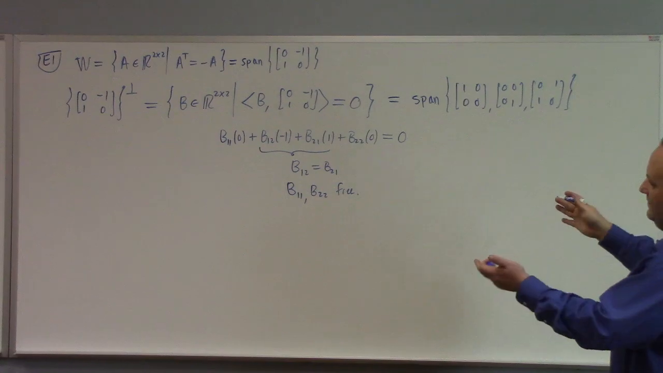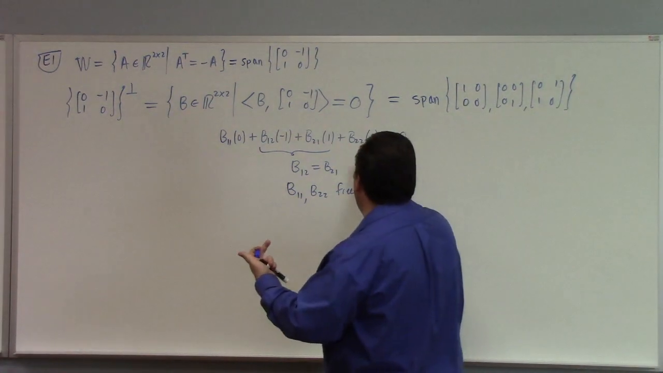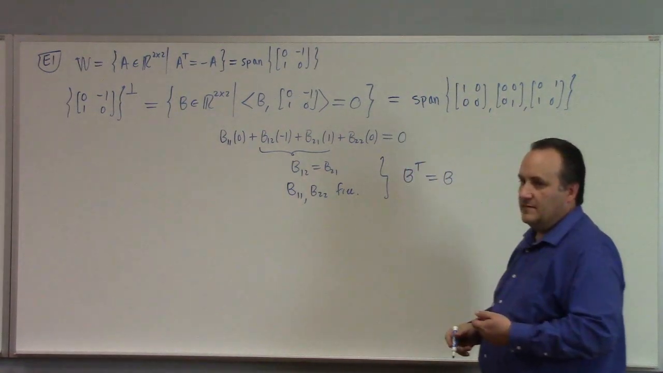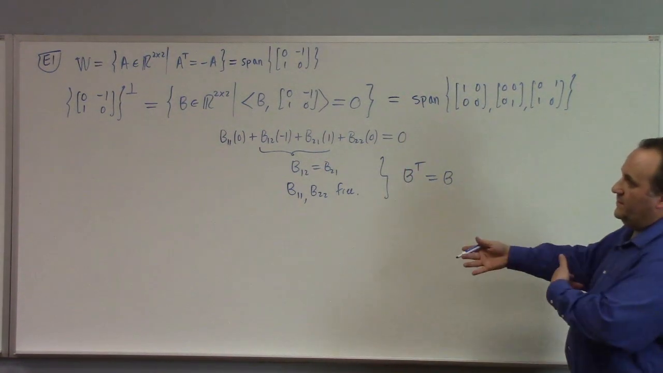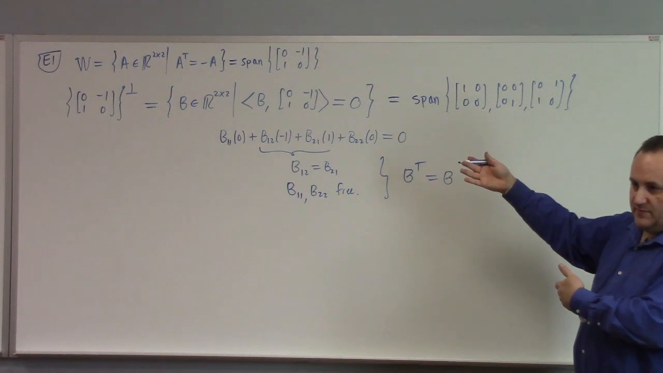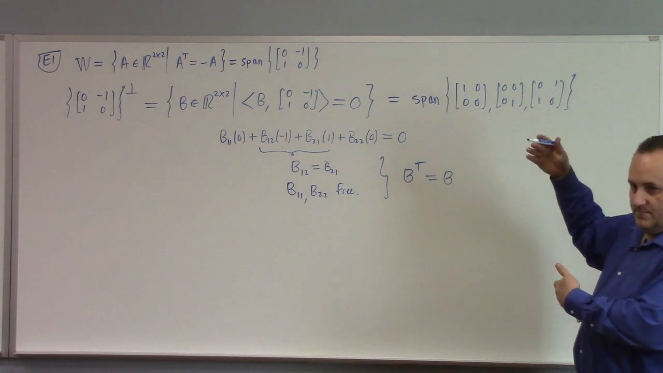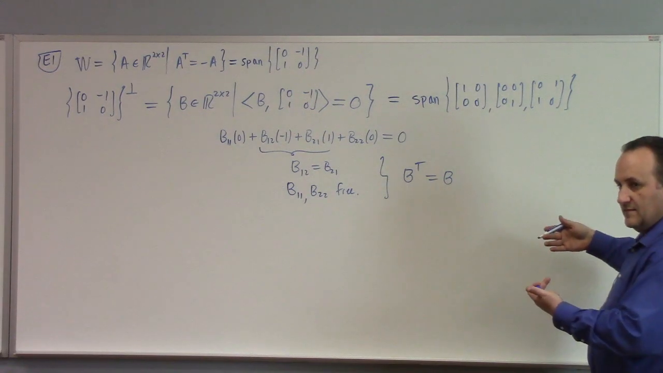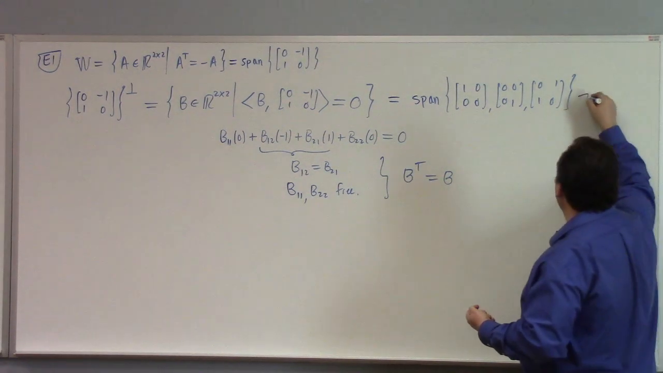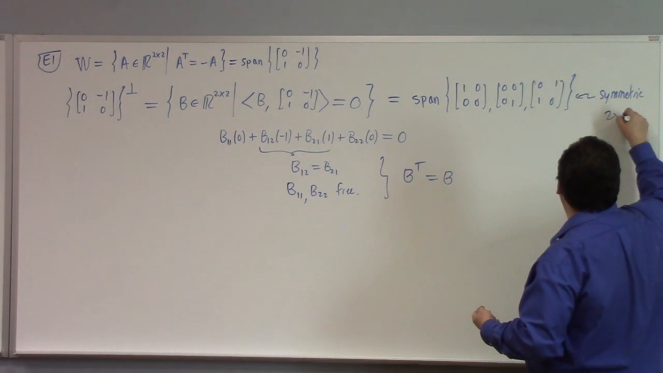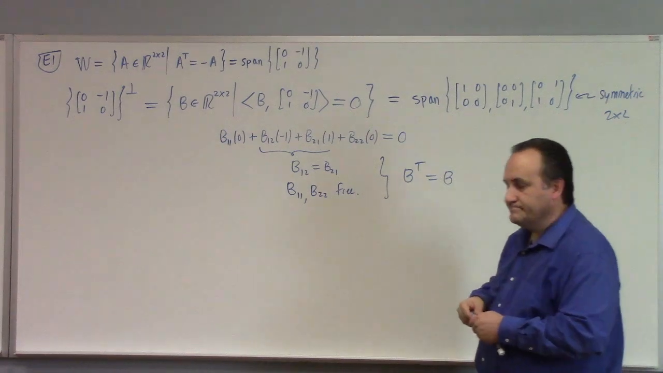Or if you like, I could have also written this collectively as the condition B transpose equals B, right? So the perp to the antisymmetric matrices with respect to the Frobenius norm is the symmetric matrices, right? This is the symmetric matrices.